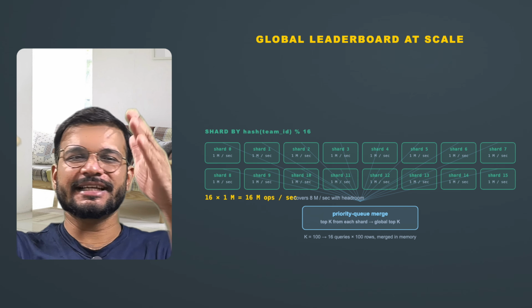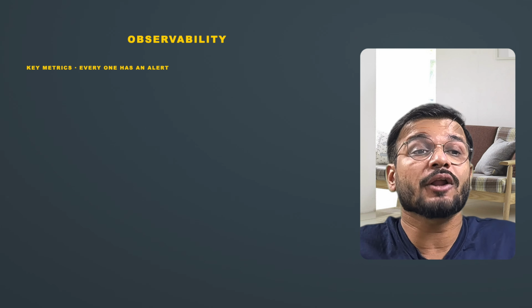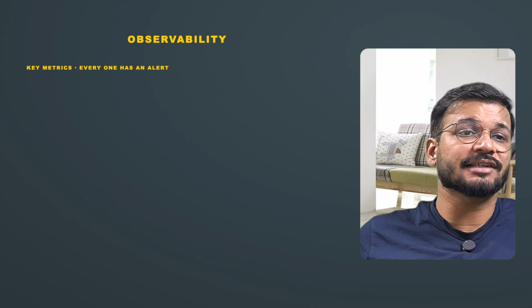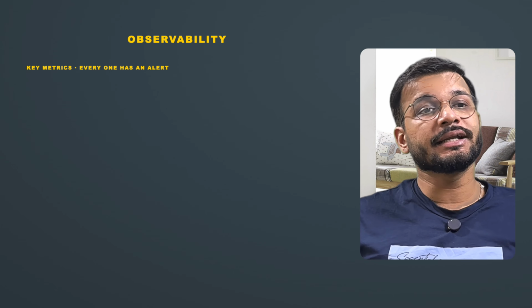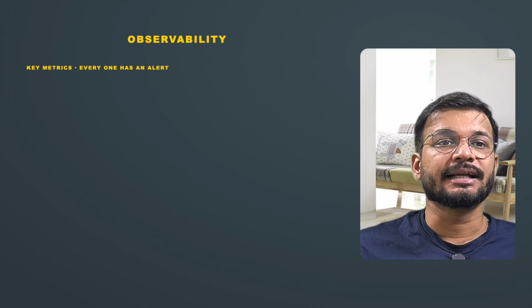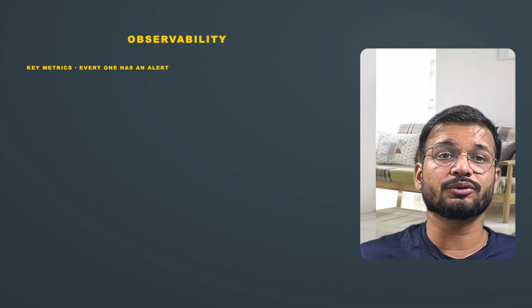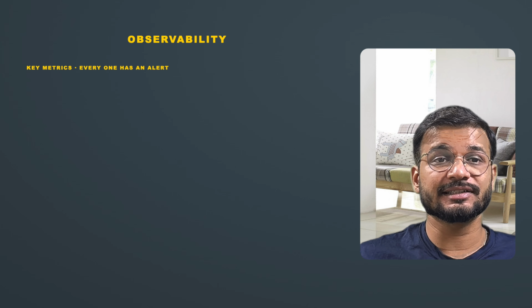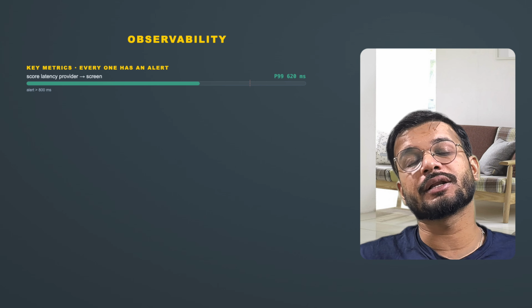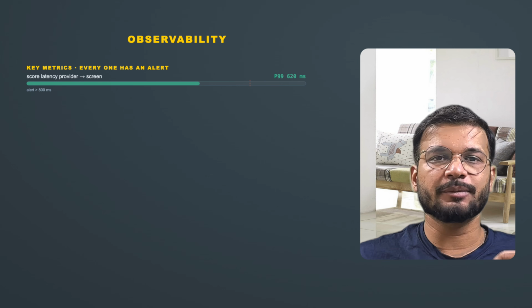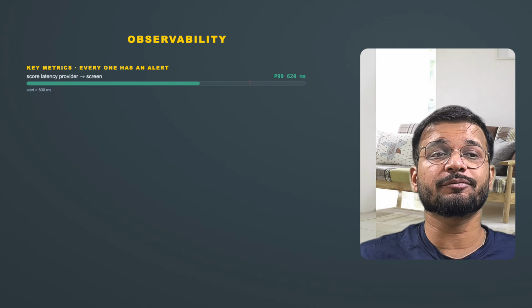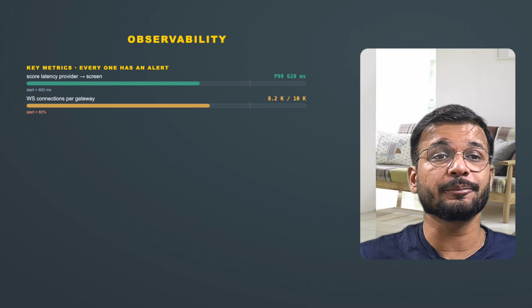Okay, after doing the deep dive, this is one of the most important sections, that is the observability and monitoring. Now, for a system serving a World Cup final, observability is not optional. Some of the key metrics are the score event end-to-end latency, the time from the data provider sending the event to it appearing on the client screens. P50, P95, P99. Alert if P99 exceeds 800 milliseconds.